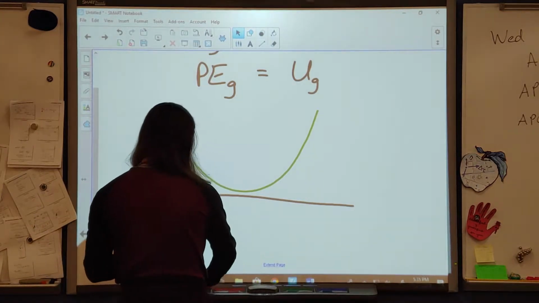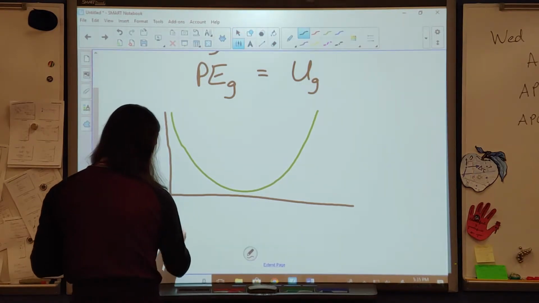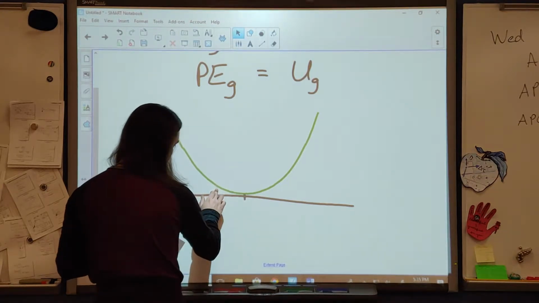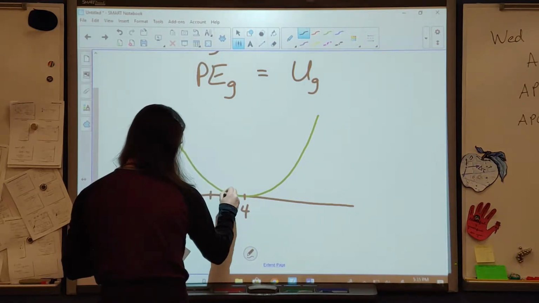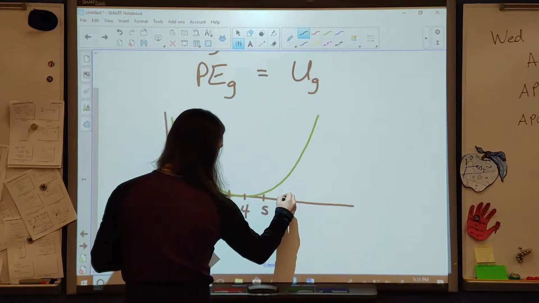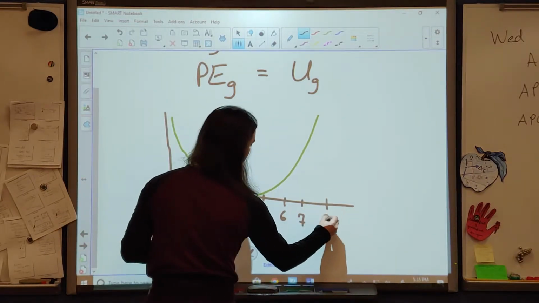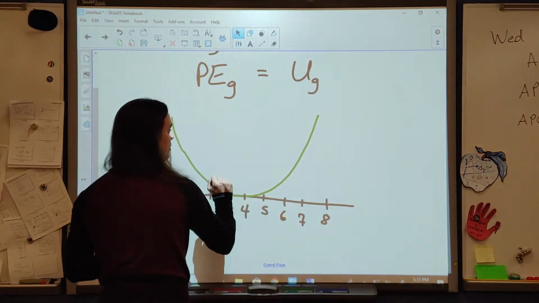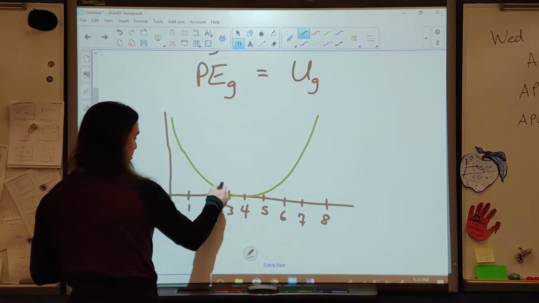So normally what you've got is some position, and so we could say that this is x equals 0. And let's say that this is some position here that we will call 4. Let's go 1, 2, 3. And then we've got 5, 6, 7. Then maybe 8 way out over here. Now basically what this means is, if this is our potential energy curve, it tells us how much energy, potential energy, something has at a given point.